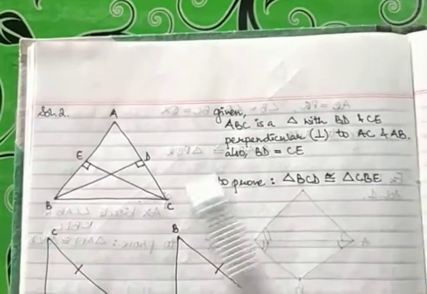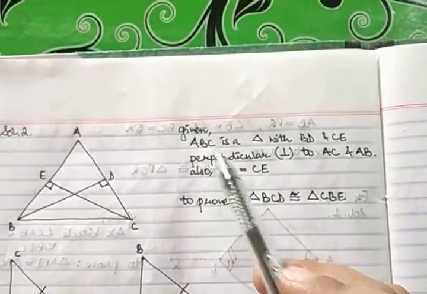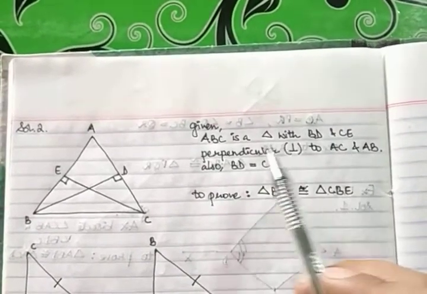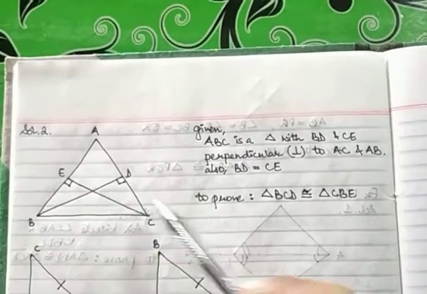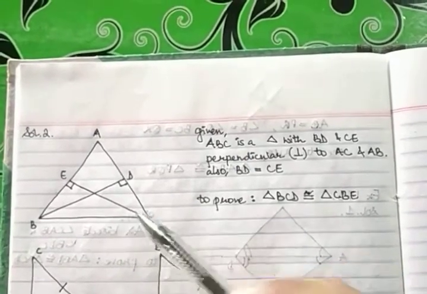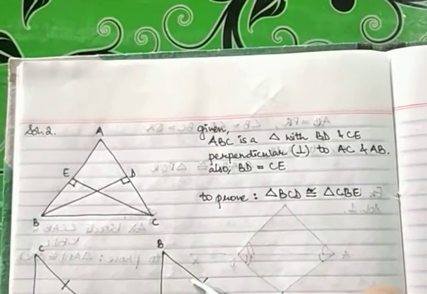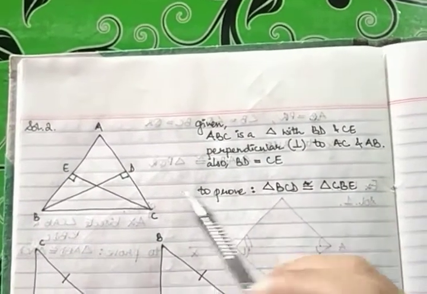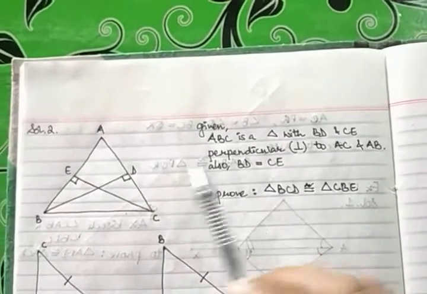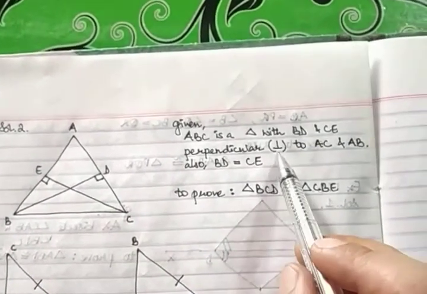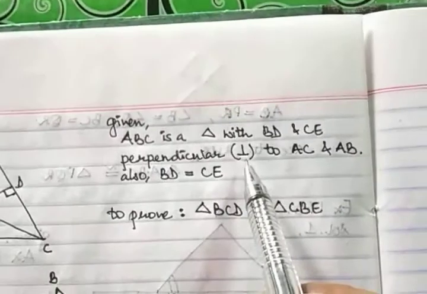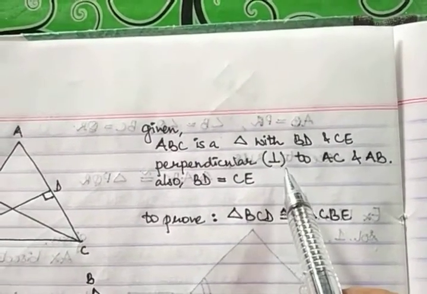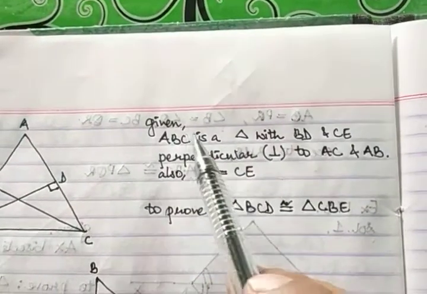With the sum, after drawing the figure, as I've already told you, we note the given terms. The given term is ABC is a triangle with BD and CE perpendicular to AC and AB. Obviously it was 90 degrees, which means it's perpendicular. The line which makes 90 degrees is perpendicular. We know that from the right angle triangle, isn't it? This symbol, like an inverted T, is the symbol for perpendicular.